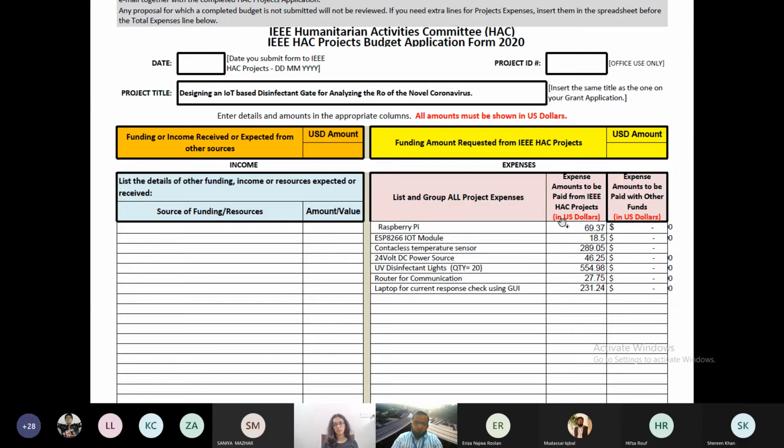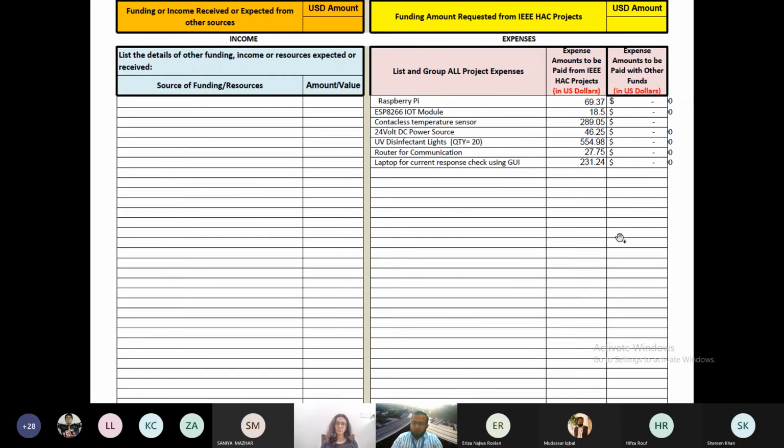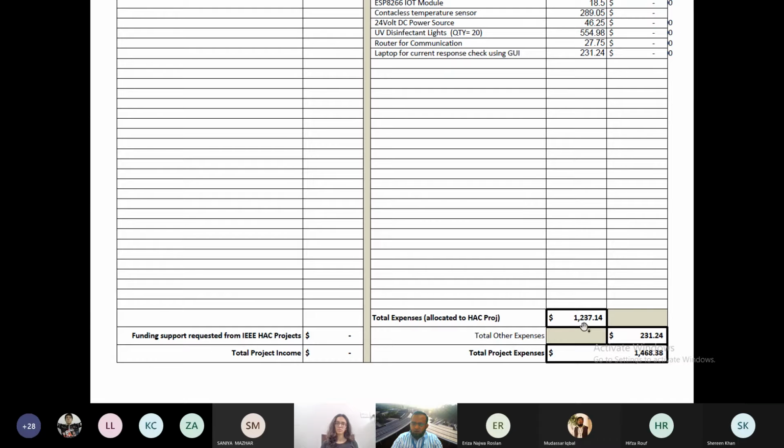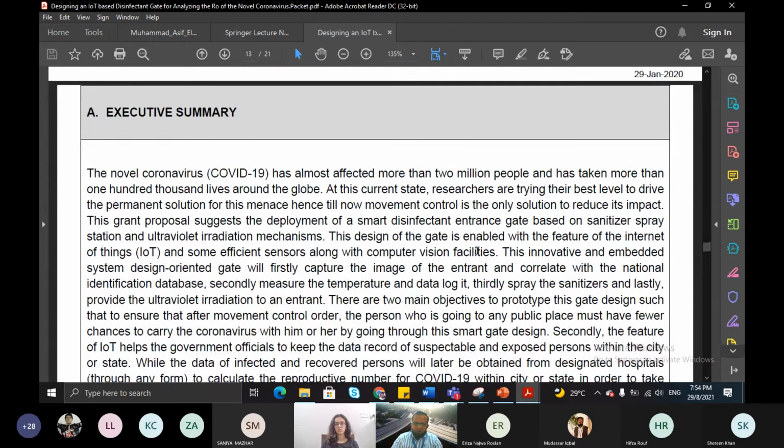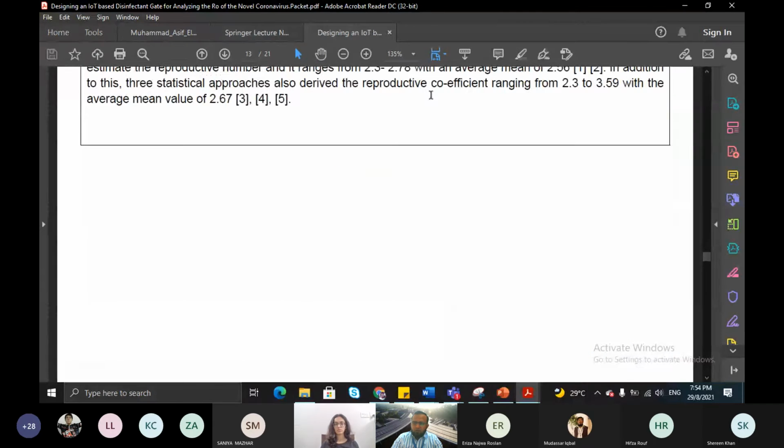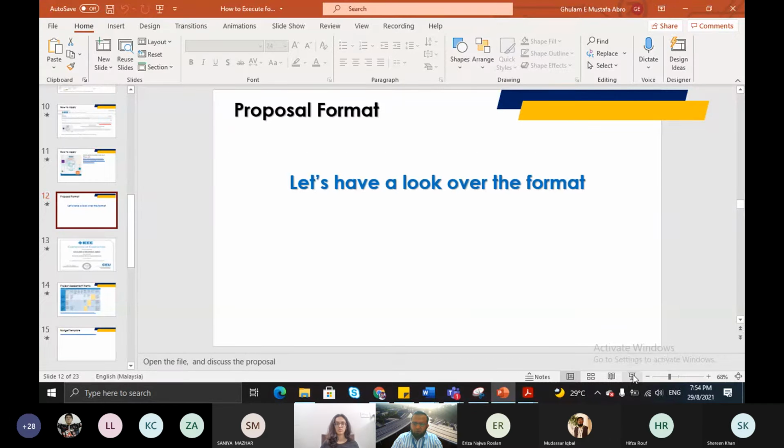This is the amount which you ask from IEEE HAC. So I mentioned the entire things over here, and you can see the total budget is 1237.14 US dollars, and then I added miscellaneous 231.24. Together it was 1468.38, and it was about 8,000 Malaysian ringgits that I got. Later on, this is my Word format proposal. So this was all about the format of the grant. The entire thing that I have shown you, I will provide also.